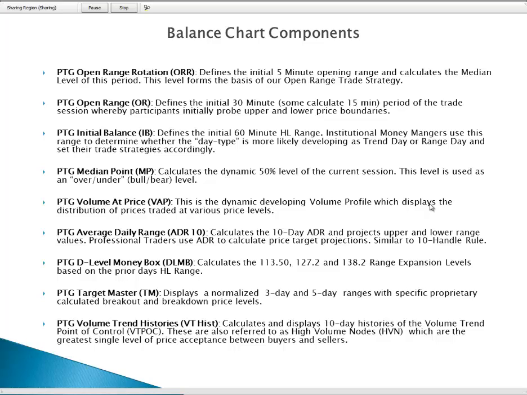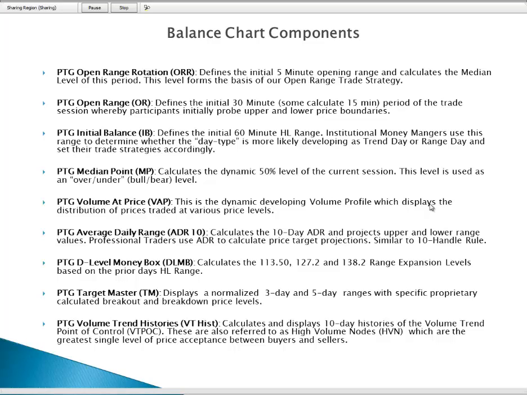Okay, on the next slide, we're looking at the balance chart components. There are several components of the balance chart, and we'll go over each of those by definition and a little description, and then we'll take a look at each of the components on the balance chart, and we'll actually build the balance chart with all the indicators. So the first indicator that we'll look at is referred to as the opening range rotation indicator. Again, these are all indicators.